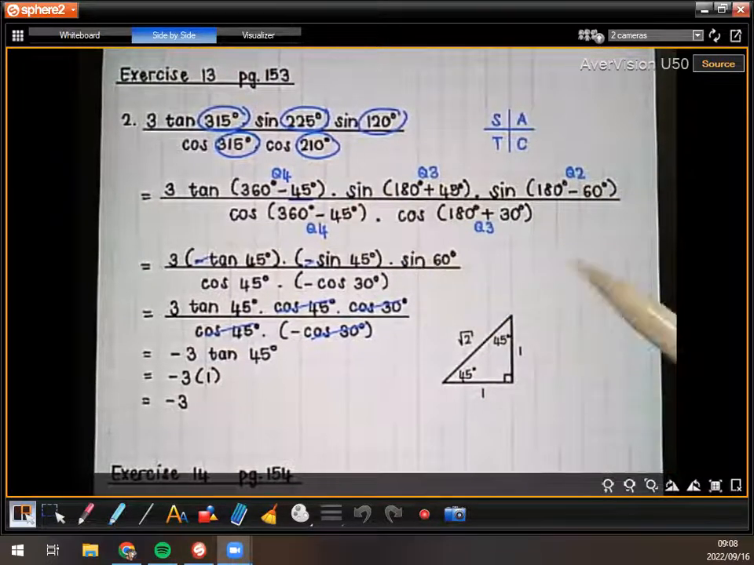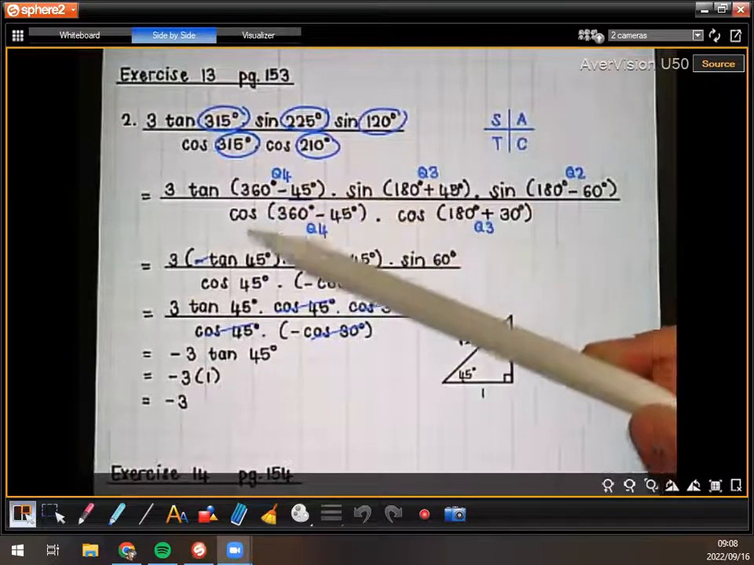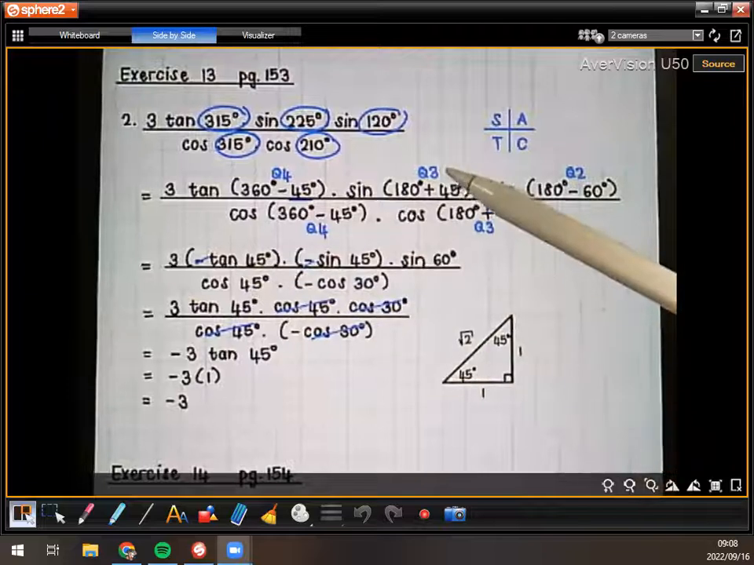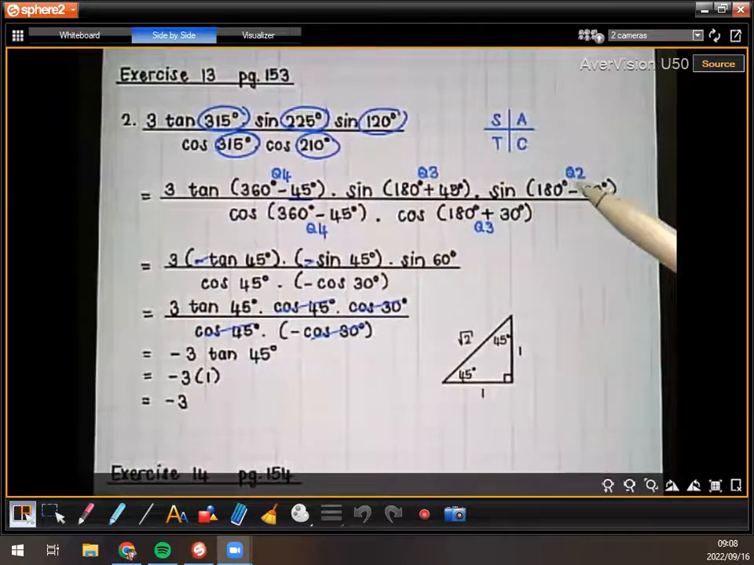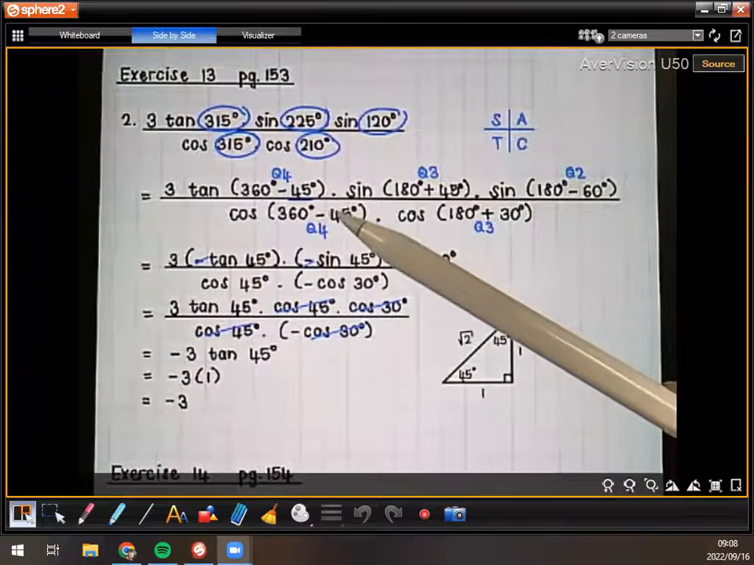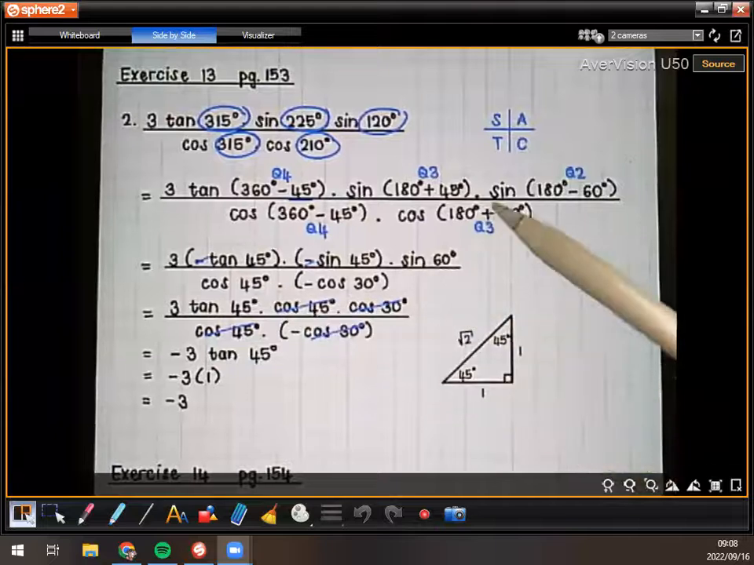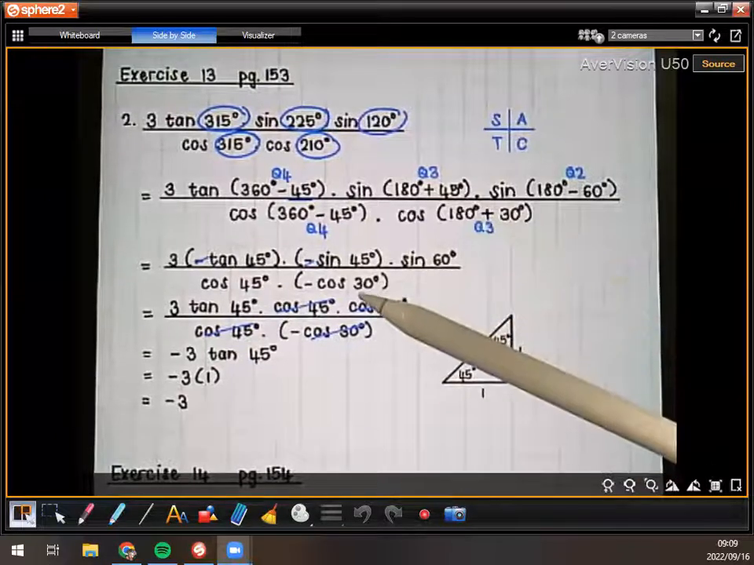Then you need to identify which quadrants they all are in, and then you need to put or take the signs in those quadrants. So tan in quadrant 4 is negative, sine in quadrant 3 is negative, sine in quadrant 2 is positive, cos in quadrant 4 is positive, and then the last one, cos in quadrant.